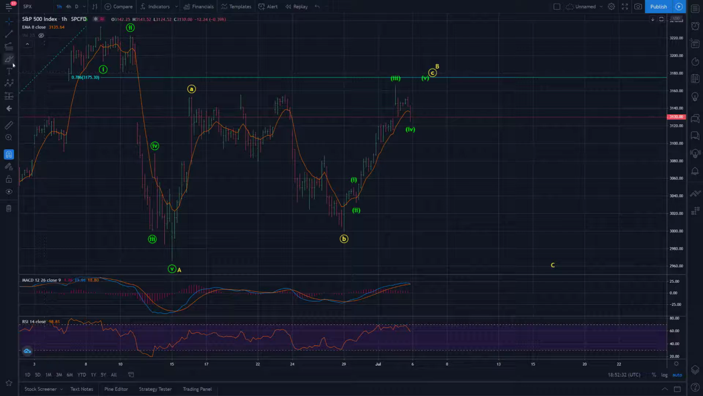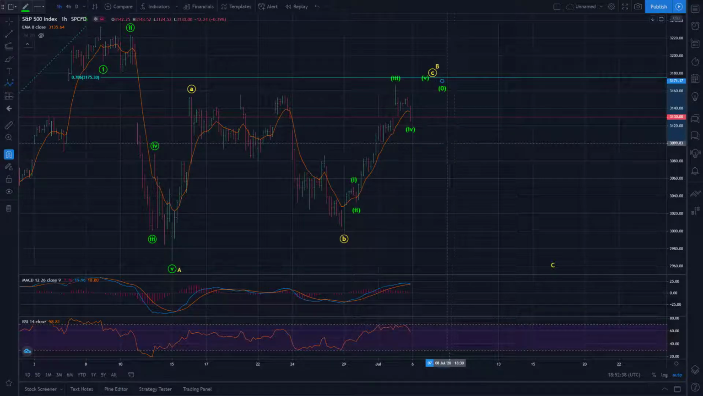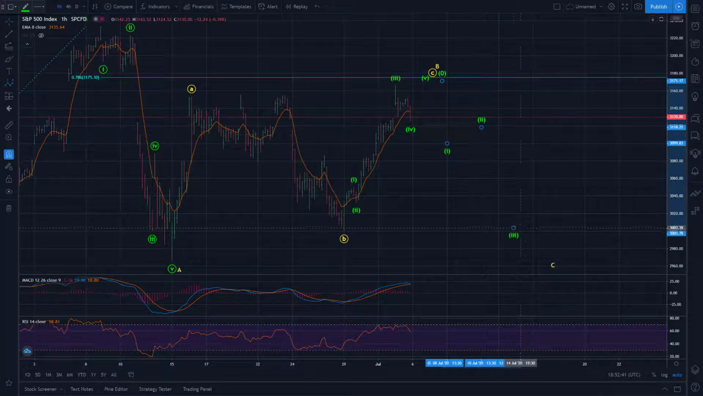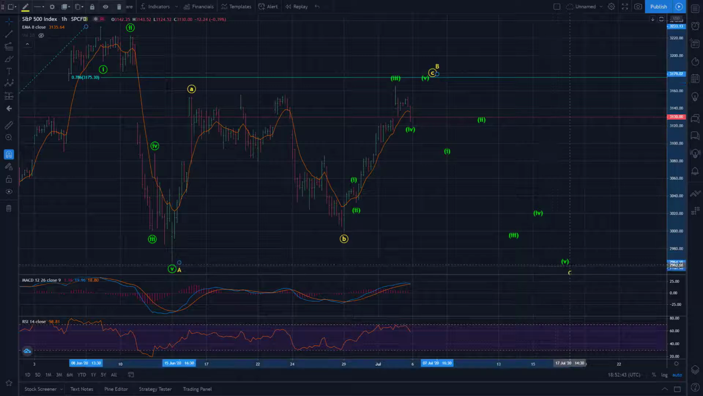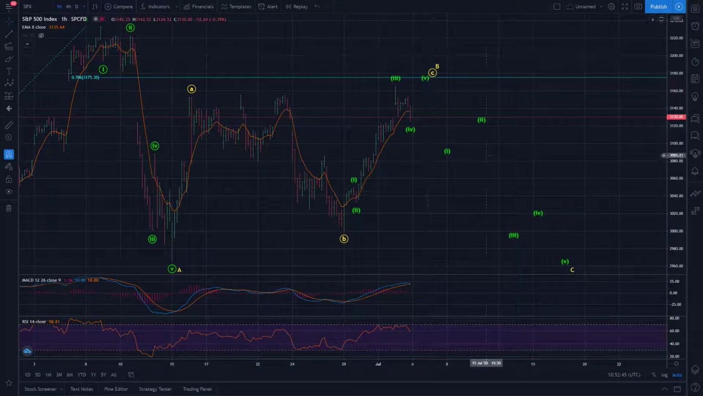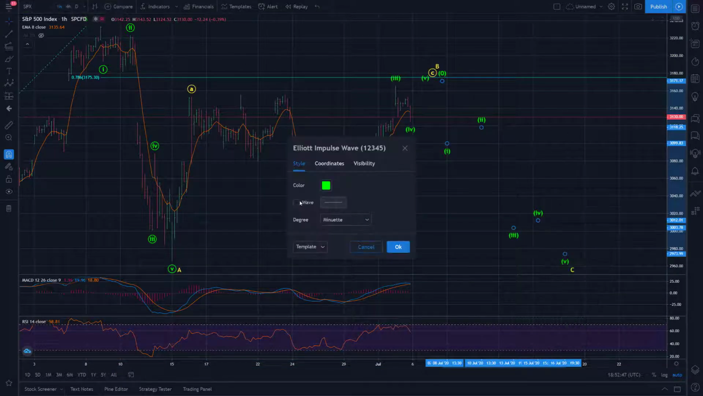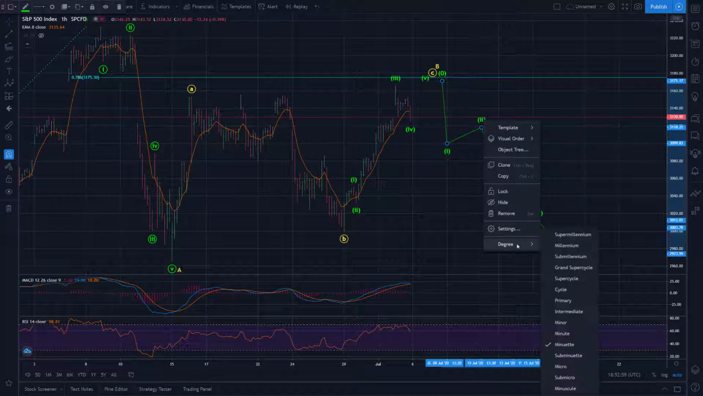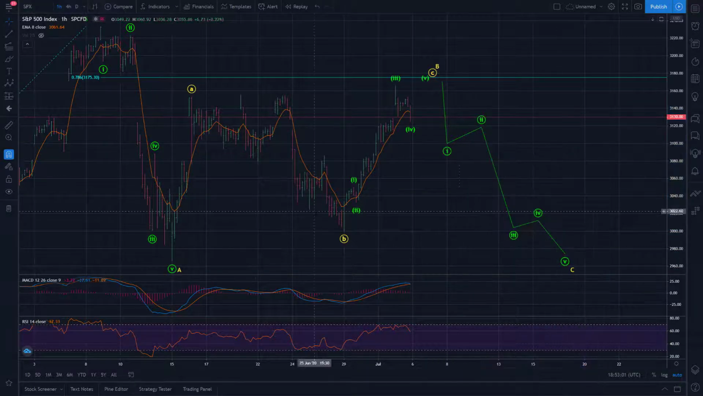And then of course, once that completes, likely early next week, maybe Monday or Tuesday, we'd be looking at finally getting this impulse wave down in the larger C, okay, the long-awaited larger C. So that's just a thought there. That's my best take currently on what we got going on. Let me just adjust the degree on that. Yeah, so this is my best take currently.